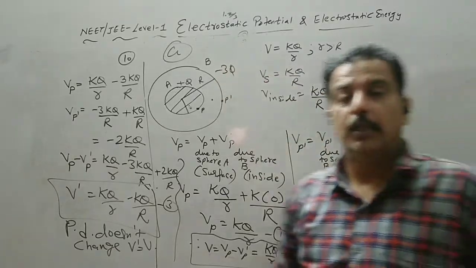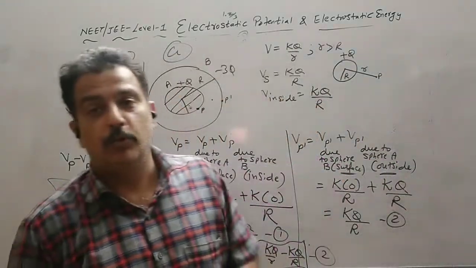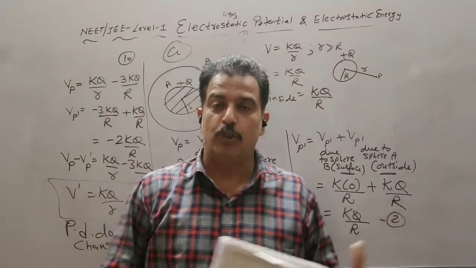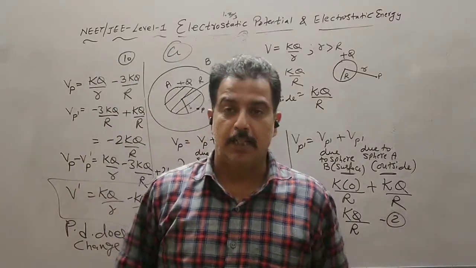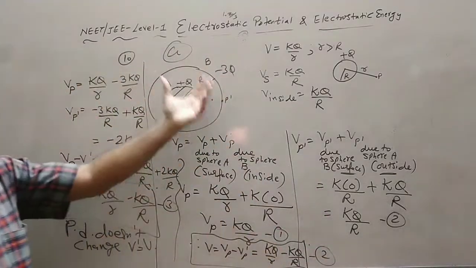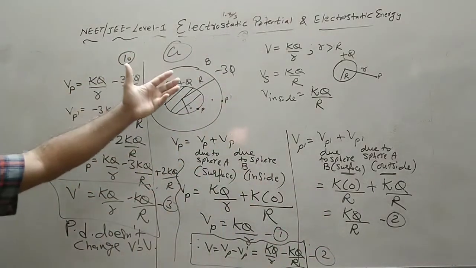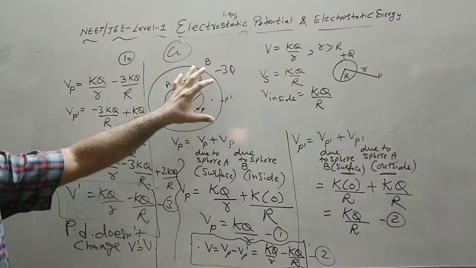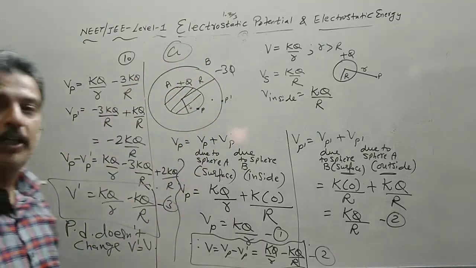Today we have found the potential difference between the surfaces of the two spheres. One was solid, one was a spherical shell. And we arrived at a conclusion: whatever charge you supply to the shell, the potential difference will not change.